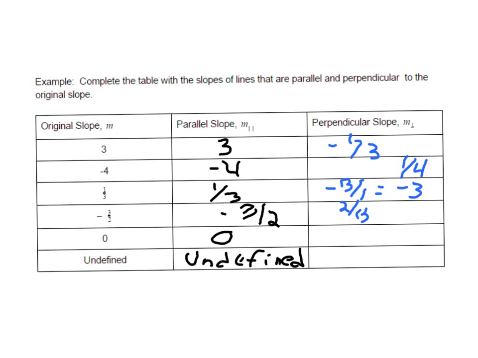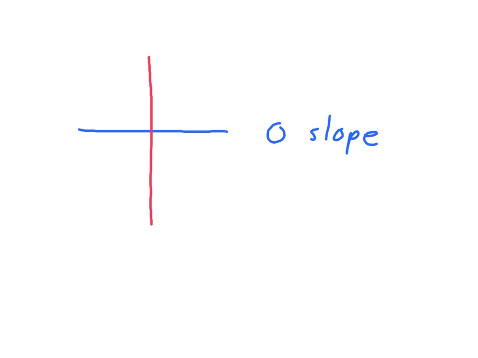Now let's talk about these last two here for a moment. I've got slopes of 0 and undefined. Let's take a closer look at those. You may want to jot this down someplace on your note sheet. If I have a line that has a slope of 0, that looks like this. 0 slope. If I have a line with an undefined slope, that looks like this.